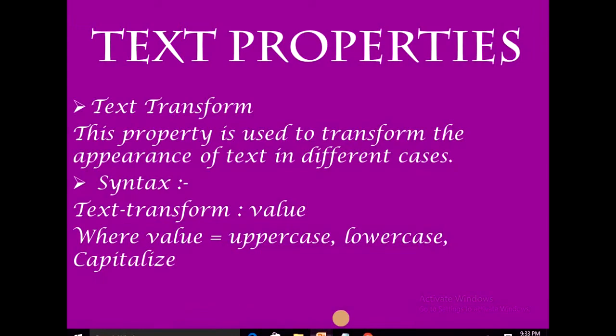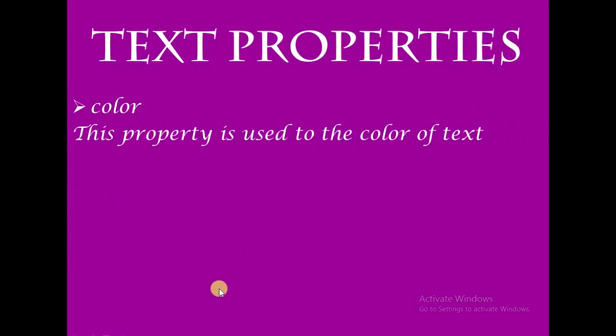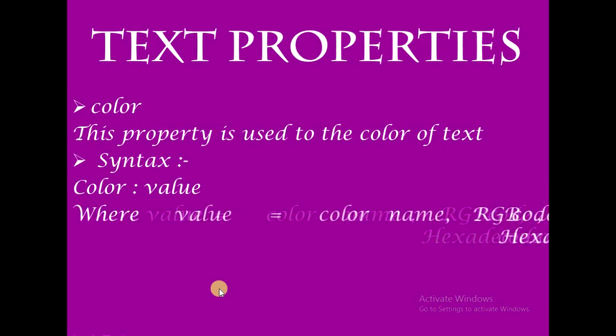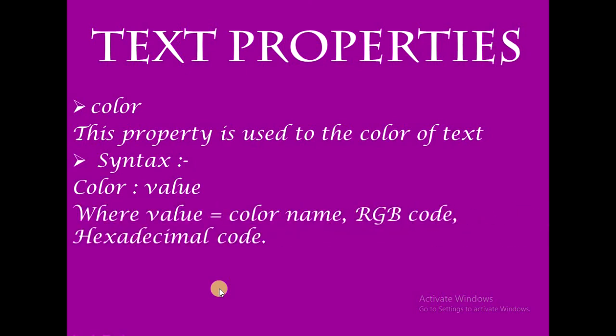Let's see the next property. The next property of text is color. This property is used to color the text. Syntax: color: value. The value may be a color name, RGB code, or hexadecimal code. Let's see with an example.